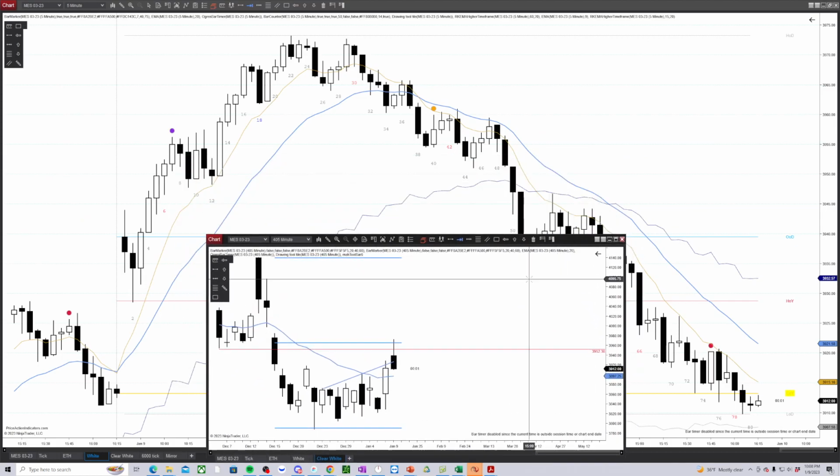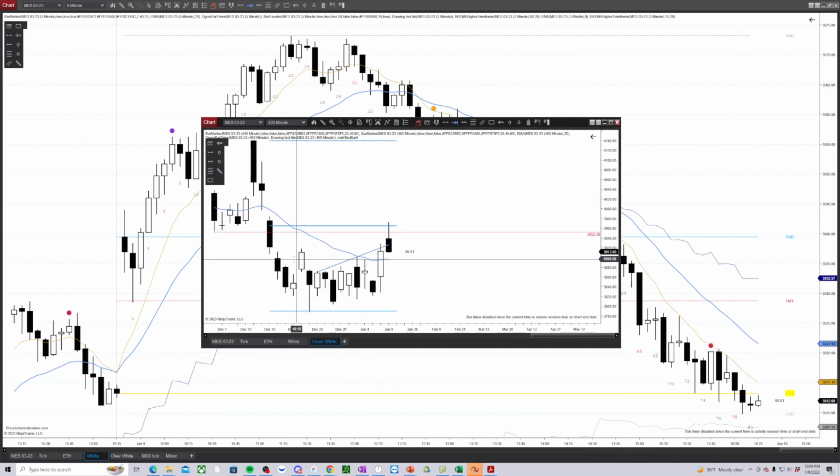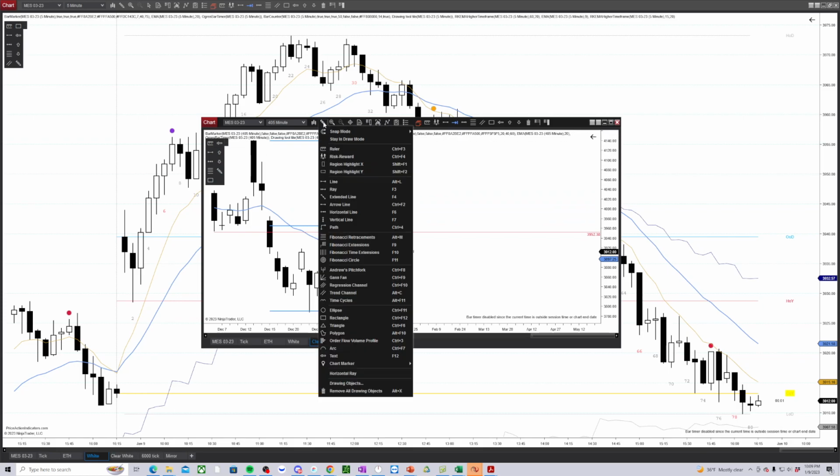All right, so where is that level? That level, if I remember, is 3952. It's roundabout here. 3952. Yeah, just roundabout here. So that's something to take note of. We've gone sideways, but we're actually in a channel. Very easy to miss that.